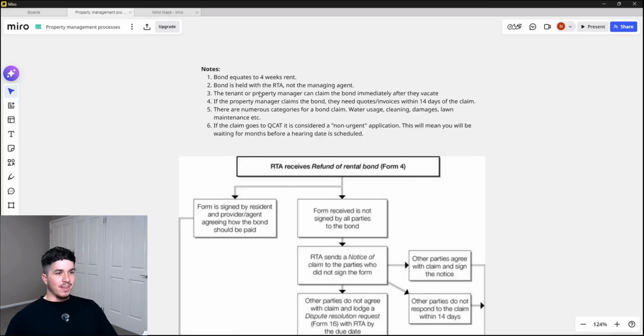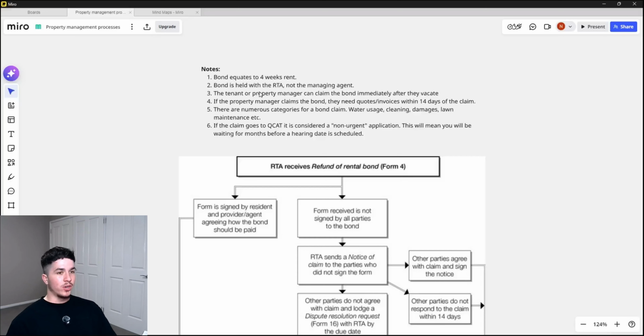The other thing is, if the property manager claims the bond, we need quotes/invoices within 14 days of that claim. But the tenant does not need to do that. So as soon as we claim that bond, it's important to get contractors out there, and I would recommend if the property is messy and needs to be cleaned, get it cleaned anyway, because you're going to have to release it. There's no point sitting around and waiting for funds.